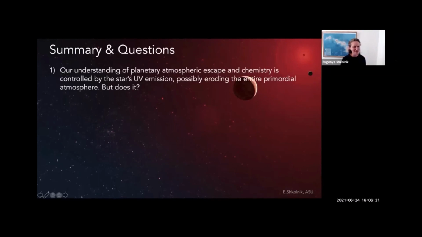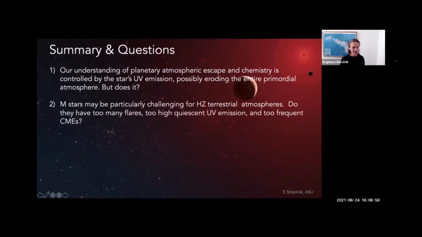Okay, so our understanding of planetary atmospheric escape and chemistry is controlled by the star's UV emission, possibly eroding the entire primordial atmosphere. However, but does it? We don't really know yet because we don't know fully what the UV emission is for all kinds of stars, and we're trying to get those really energetic flares pinned down. And so there's a lot of work to be done there. M stars may be particularly challenging for habitable zone terrestrial atmospheres. Possibly, don't know. We're still working on it, of course. We haven't even discussed magnetic fields yet on these planets and the impact that they have.